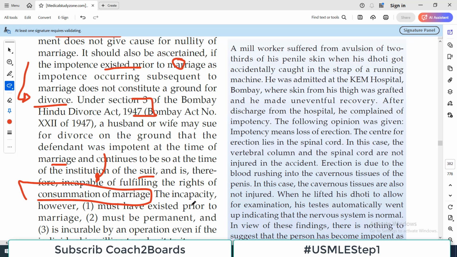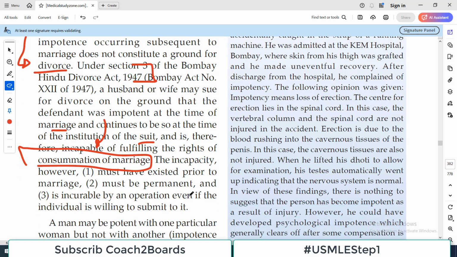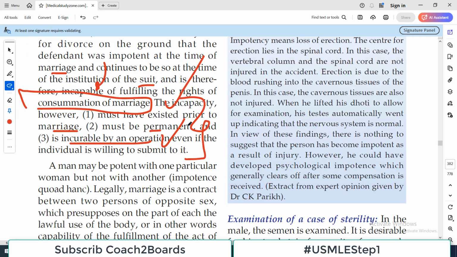So consummation of marriage has many parts, of which one is sexual activity; if that is not there, and the man is impotent, that can be a ground for divorce, right? The incapacity, however, must have existed prior to the marriage, must be permanent and incurable. These things have to be proven: that it cannot be cured, that it existed from before and is permanent. Then that's a ground for divorce, right?